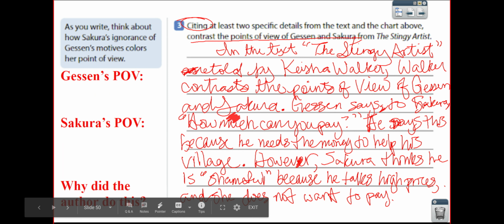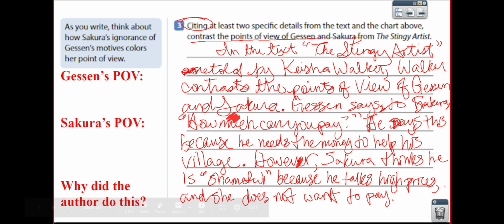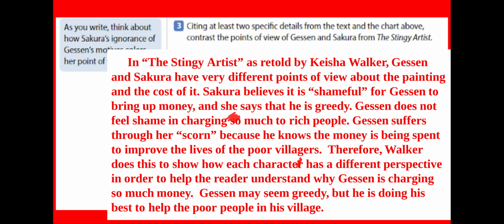And then another example says, in the text, The Stingy Artist, retold by Keisha Walker, Walker contrasts the points of view of Greason and Sakura. Greason says to Sakura, how much can you pay? He says this because he needs the money to help his village. However, Sakura thinks he is shameful because he talks high prices and she does not want to pay. Now, both of these left out that last sentence that I would have liked for them to have wrapped it up. So, to keep going with this, I have my example.